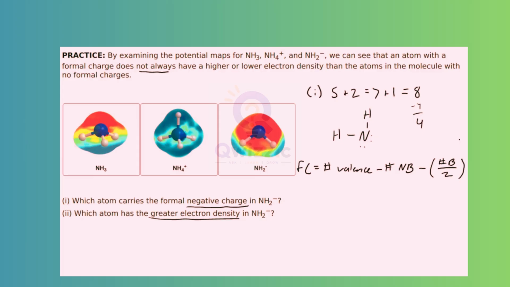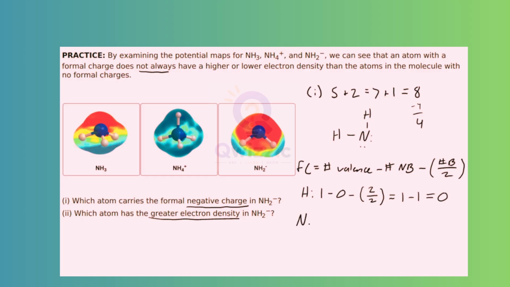So if we calculate our formal charge for hydrogen, that's going to be 1 valence electron for hydrogen minus 0 non-bonding electrons because we have 0 lone pairs, minus our 2 bonding electrons from our sigma bond divided by the number 2. So that leaves us with 1 minus 1 when we simplify, which equals 0.